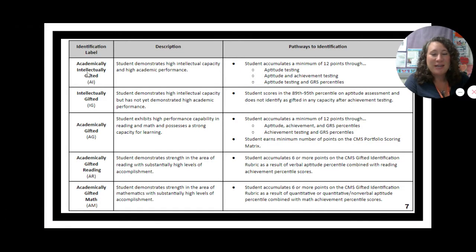These are the different types of identification that students can be identified as gifted: academically and intellectually gifted, academically gifted in reading, and academically gifted in math. They're slightly different in how they are obtained in this far right column, and then the middle column gives a description of each one.